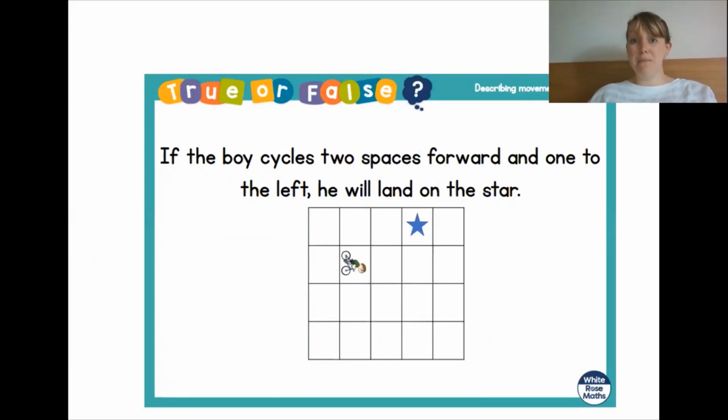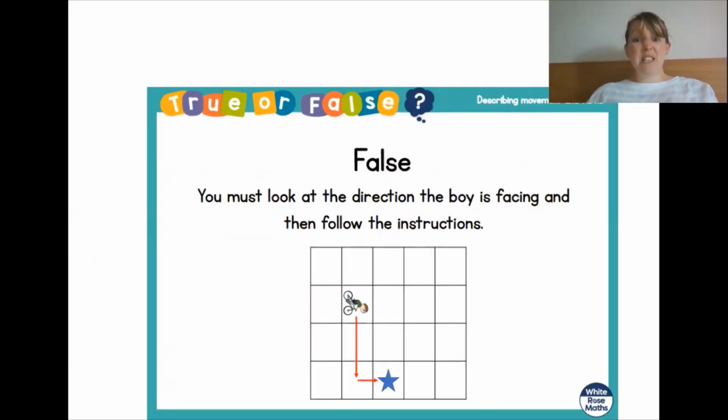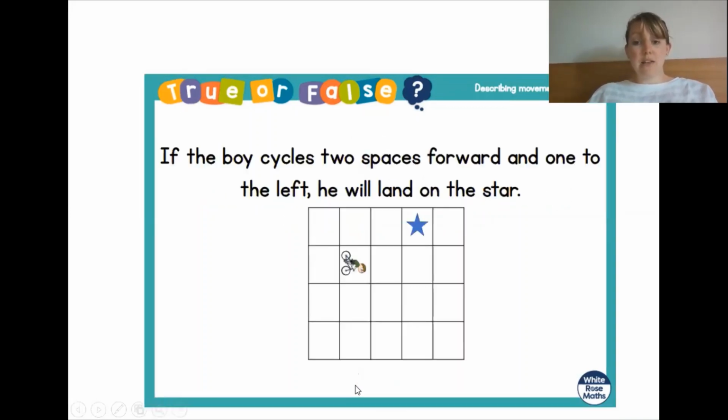Are you ready to move on? It says false. So if you look at the direction that the boy is facing, then you follow the instructions. So if the boy is going to go forwards, he's going to end up here. So that is obviously not going there. So look at where the boy is facing. If he goes forward, he's almost going to go down the paper.